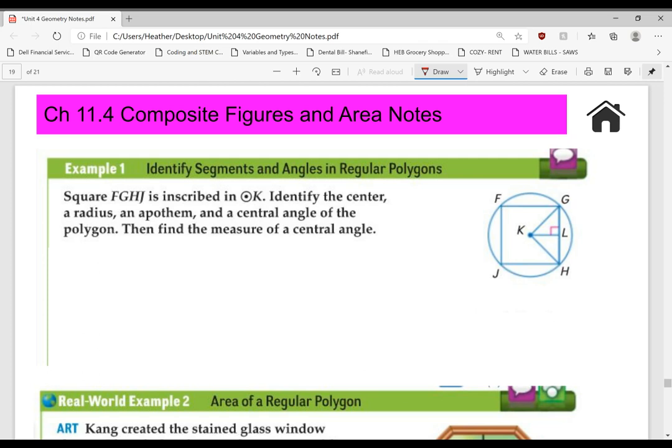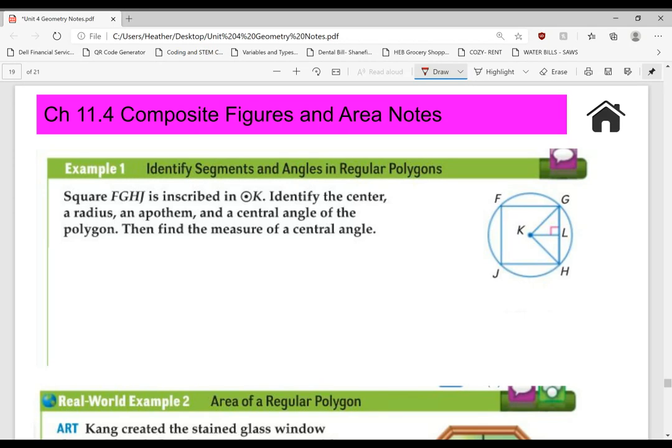Hi guys, let's go ahead and start chapter 11.4, composite figures and area notes. This is the last section of unit 4. Let's start with example 1, where it says identify segments and angles in regular polygons.